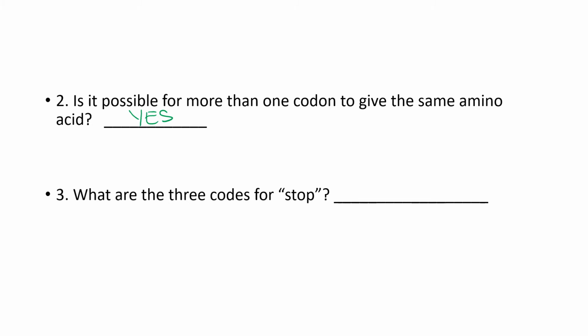And the three codes for stop are UAA, UAG, and UGA. Okay, and what a stop codon means is that there isn't actually an amino acid associated with it. So when you get to one of those three stop codons, there's no amino acid joined into the chain, and so that tells the ribosome that it's done because there's nothing else for it to add on. Okay, it kind of just falls off.